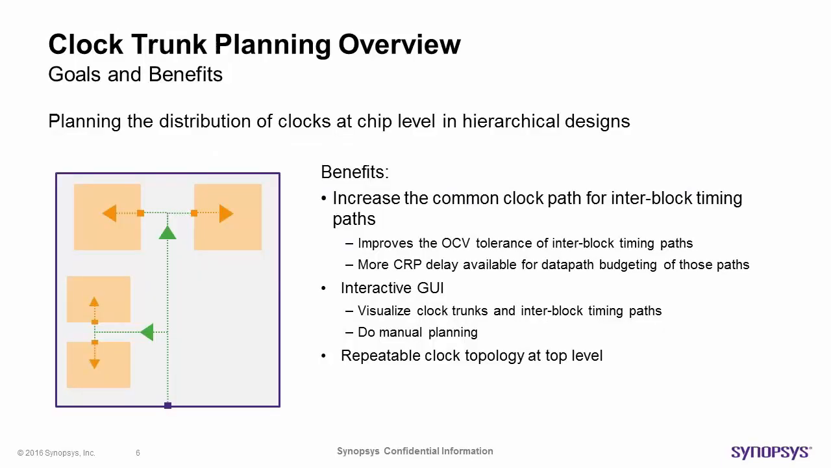The main benefit of clock trunk planning is to have better timing budget for the data path between blocks. It increases the common clock path, which adds more CRP delay. ICC II also provides an interactive GUI, so users can see the clock trunk result in the layout window, and then manually insert clock buffers. The clock trunk topology is repeatable, so it can be reused at top level.